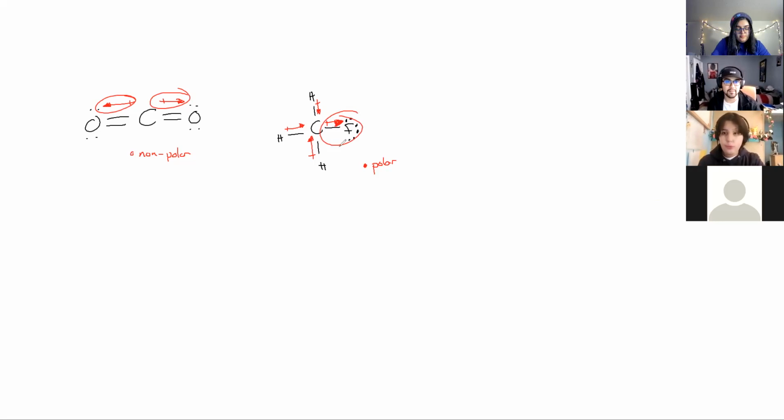Normal methane, which is CH4, is this a polar or non-polar molecule? Yeah, it's a non-polar molecule because your hydrogens get pulled towards the center of the carbon molecule, and they all cancel each other out, so that would make it non-polar.